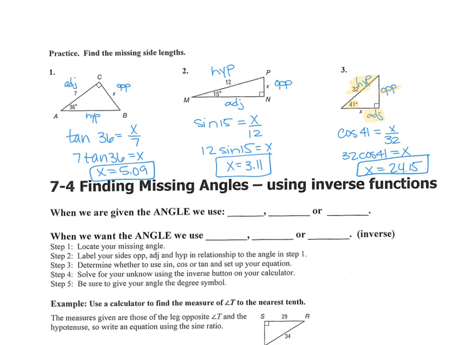I use my SOHCAHTOA to see that adjacent and hypotenuse is cosine. So I write my cosine equation and I put in my adjacent and my hypotenuse. And I need to multiply both sides by 32 to get the x by itself. And then on my calculator, I finish my problem by multiplying 32 times the cosine of 41 to get 24.15.